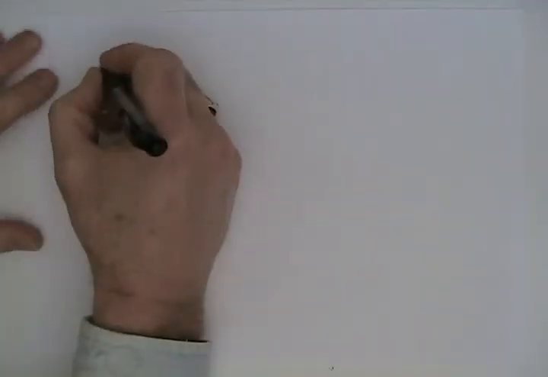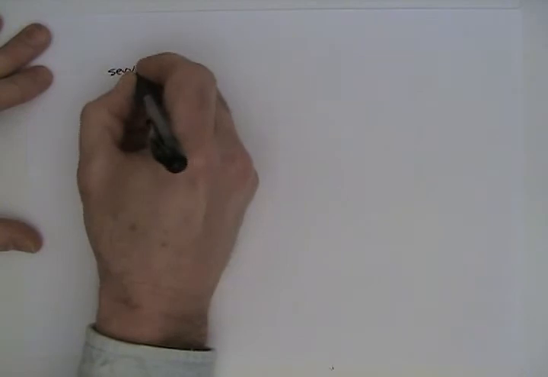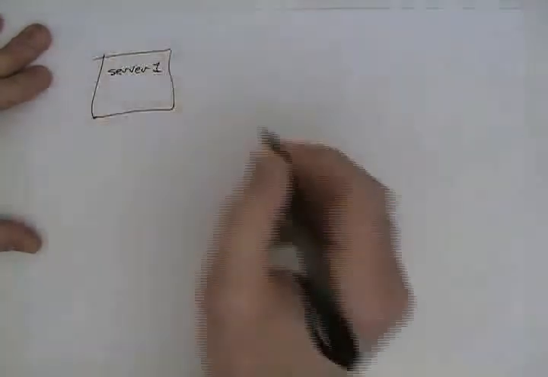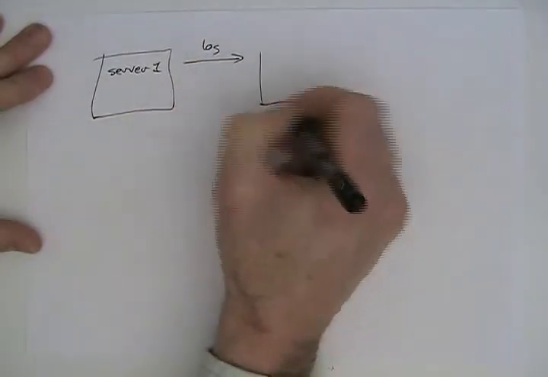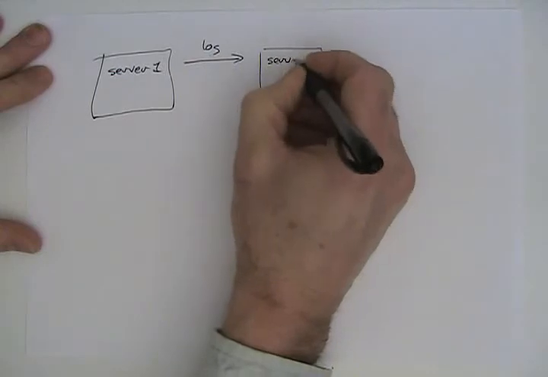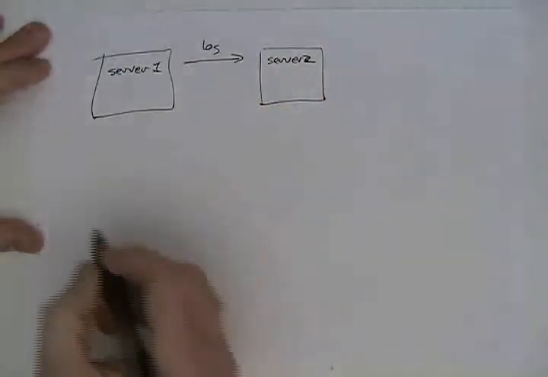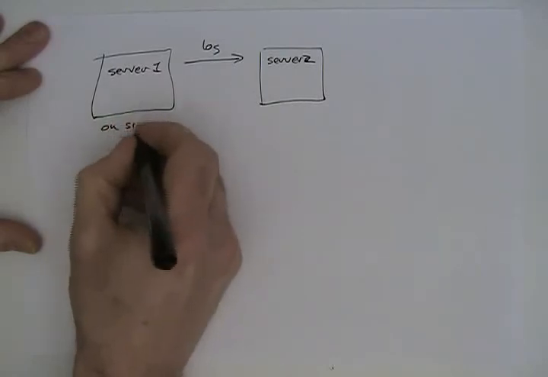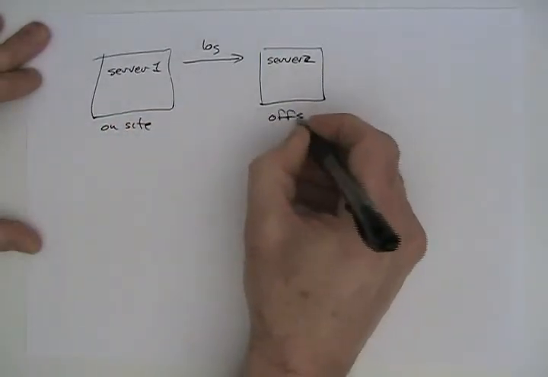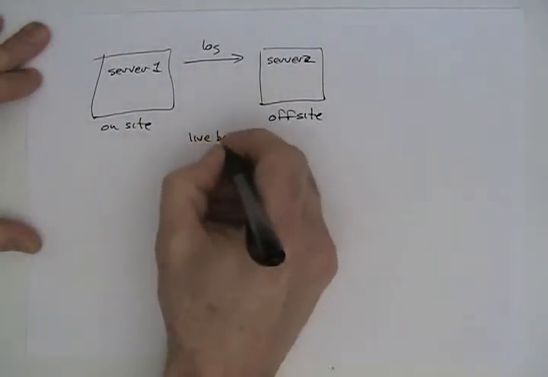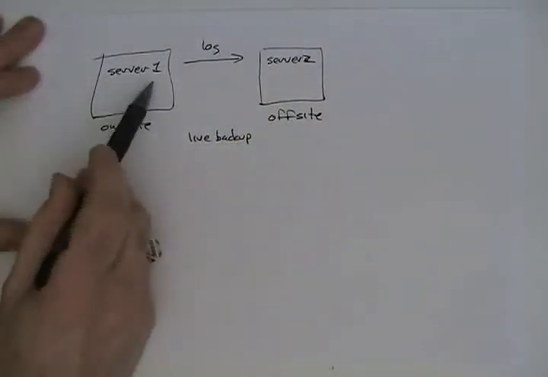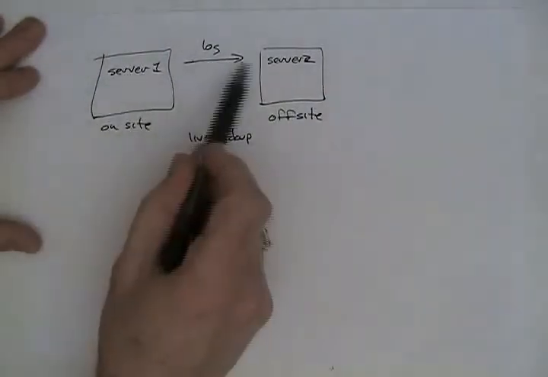This can be used for a number of different things. It can let you have server 1, and then we can send the log in real time and re-execute it on server 2, where this is on-site and this is an off-site backup. So we can use this for live backup. Of course, we may have to slow this machine down sometimes if we can't send the log over quickly enough.